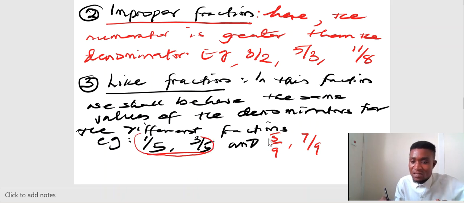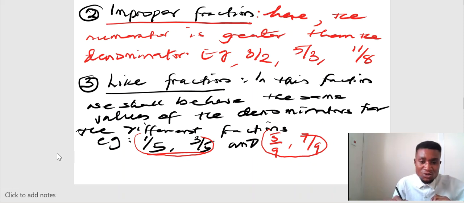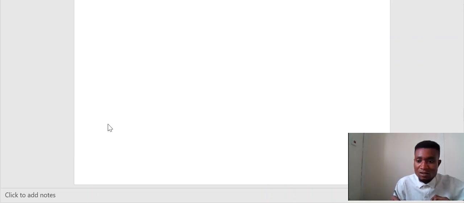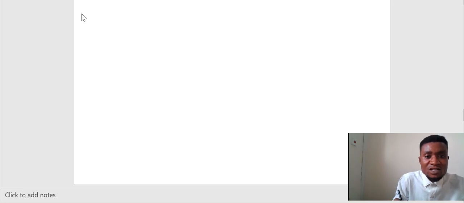Now check the second example here. We have 5 over 9. I also have 7 over 9. Definitely these two fractions here too are what? Are like fractions, because they are sharing the same denominator. Alright, if that is taken, we step into the number 4 type of fraction.